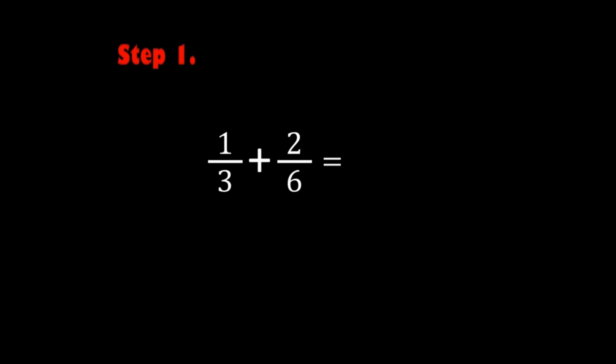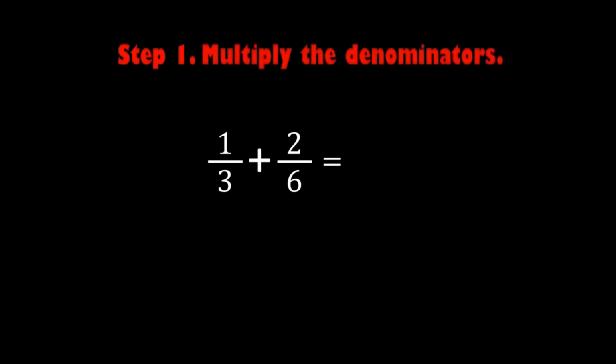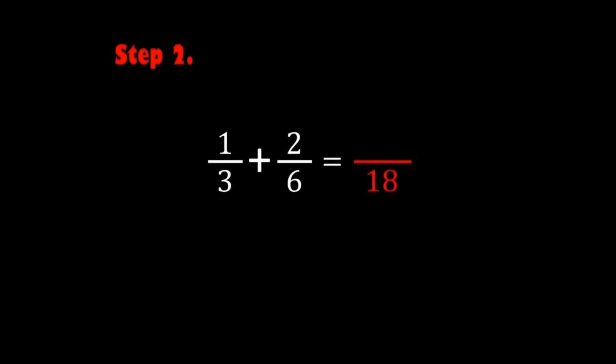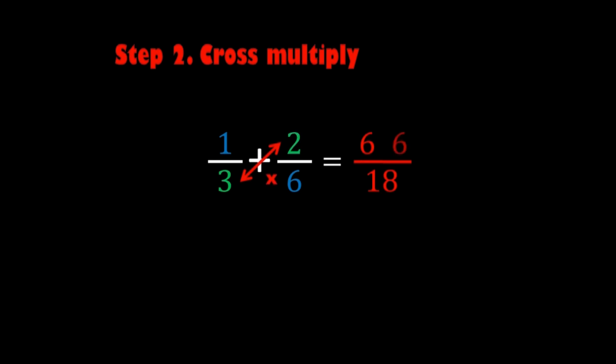1/3 plus 2/6. So, let us multiply the denominators. 3 multiplied by 6 is equal to 18. Now, let's have our step 2. Cross multiply. 1 multiplied by 6 is equal to 6. 3 multiplied by 2 is equal to 6. At maglagay ulit tayo ng plus sign.